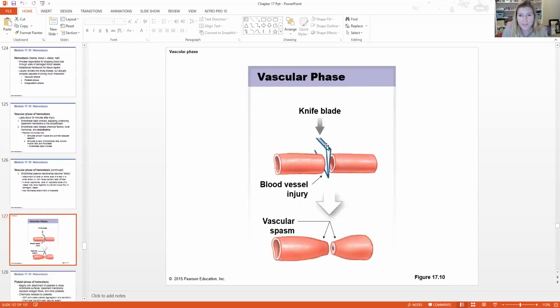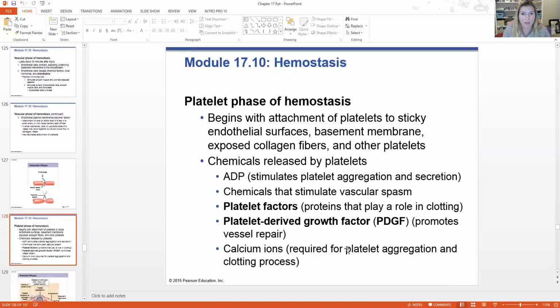And so here you see this vascular phase. You cut your finger with a knife and it's bleeding, and this vascular spasm, see how it pulls it apart, right? It's going to restrict that area, open that area up so that blood can flow through and clean up any junk that may be sitting there.